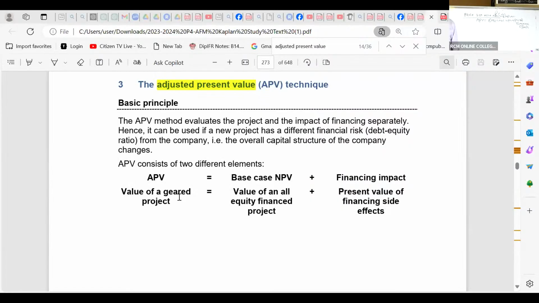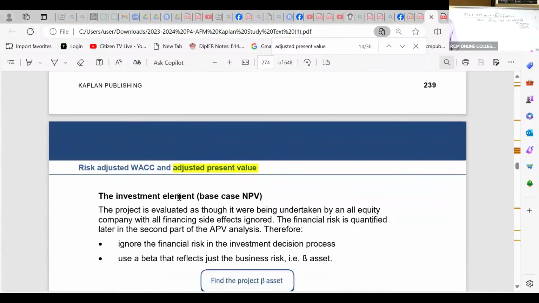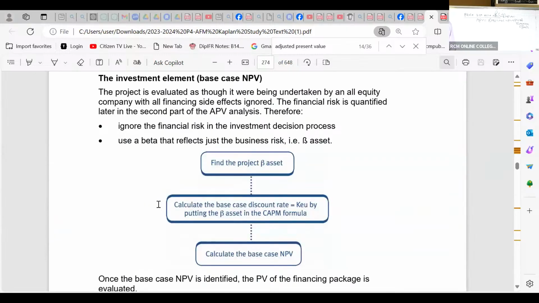Now, ladies and gentlemen, for us to be able to understand and really benefit most out of this, please check this. How do we get this base case NPV? The project is evaluated as though it were being undertaken by an all-equity company, with all financing side effects ignored. The financial risk is quantified later in the second part of the APV analysis. So number 1, ignore the financing risk in the investment decision process. And number 2, use a beta that reflects just the business risk, what we call the beta asset.